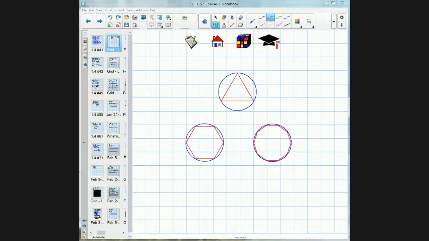So do you see in this picture that as I get more and more sides on the red polygon that's inside the circle, the polygon gets rounder and rounder?